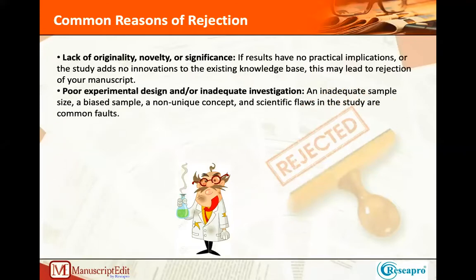The next reason can be poor experimental design and/or inadequate investigation. Poor hypothesis, study design, methodology, and improper use of statistics are a few other reasons for rejection of a manuscript. Involving colleagues more conversant with the concepts of study design, methodology, and statistics during the conception phase of the study can avoid this problem.